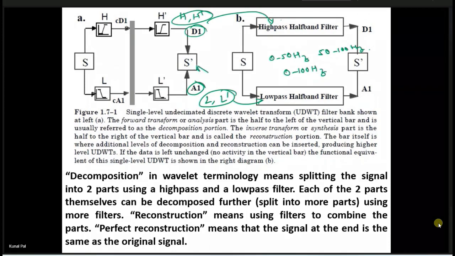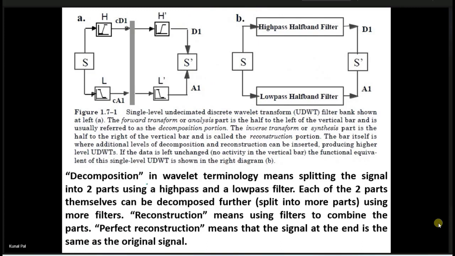This type of decomposition is called the discrete wavelet transform. Over here the length of the signal at A1 and D1 does not change, and hence it is called the undecimated discrete wavelet transform. On the other hand, there is the decimated discrete wavelet transform, wherein the signal length decreases.